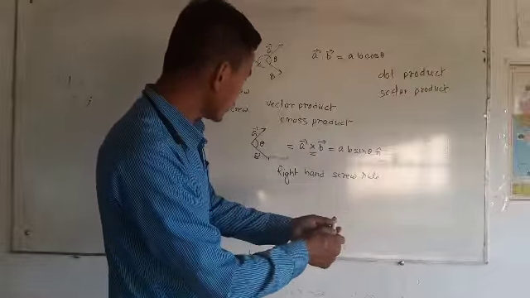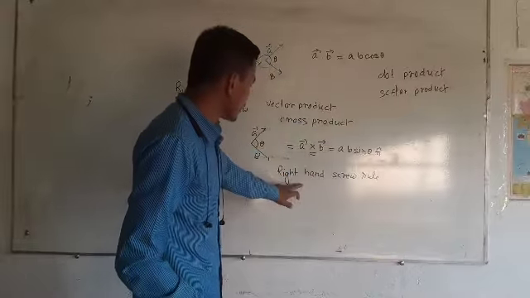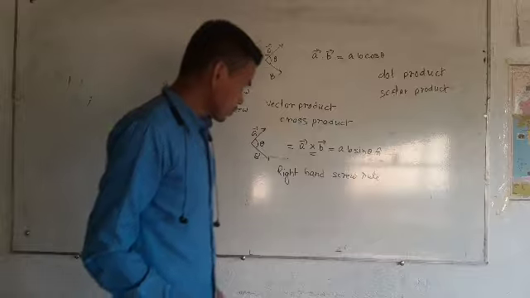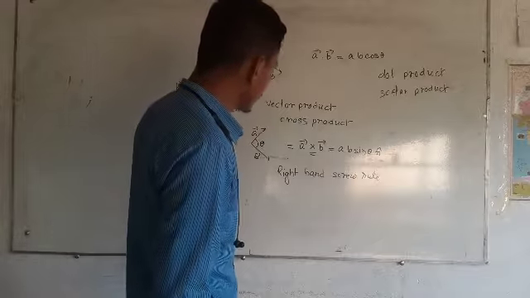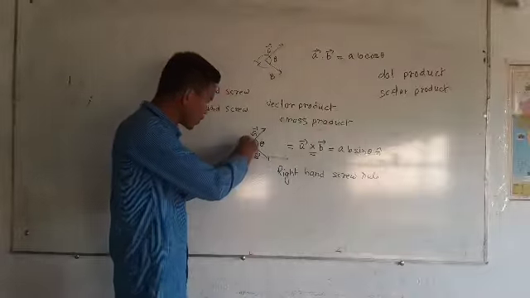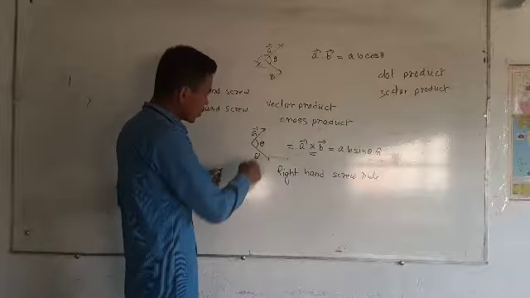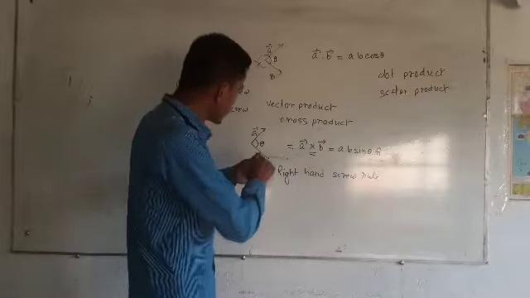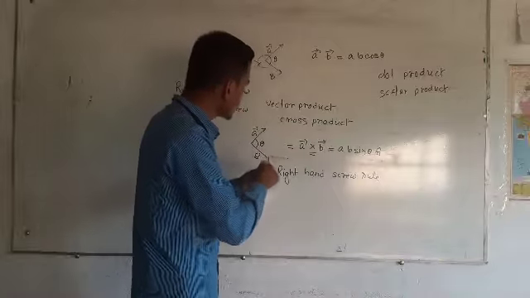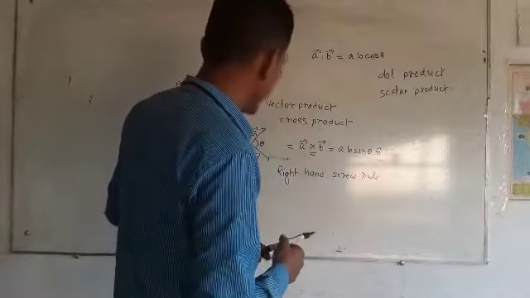Okay. So the cross product of a vector and b vector is given by the right hand screw. When I turn the right hand screw from A to B, the direction in which the screw advances gives the direction of the cross product. This is the right hand screw rule.